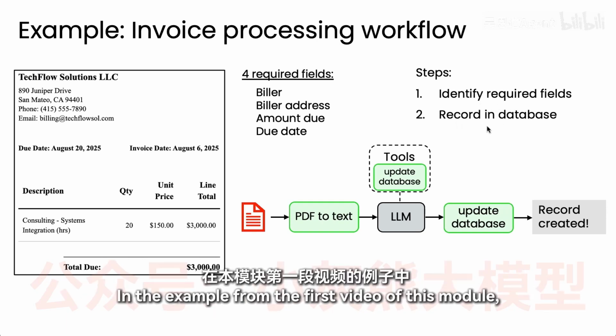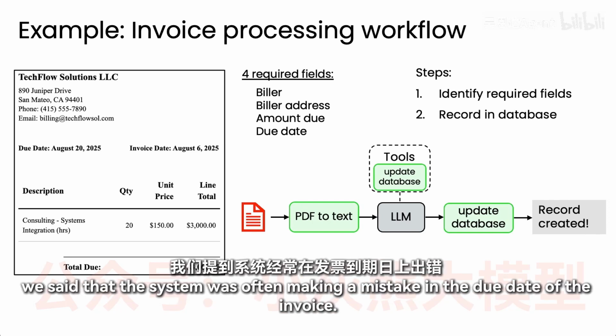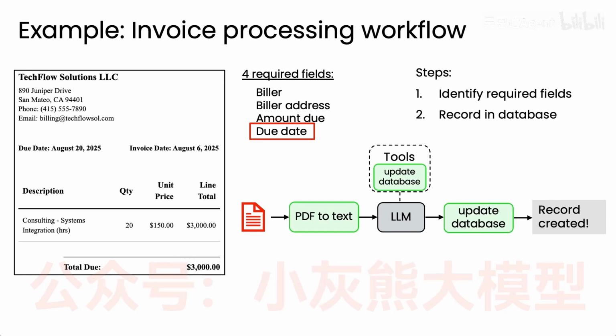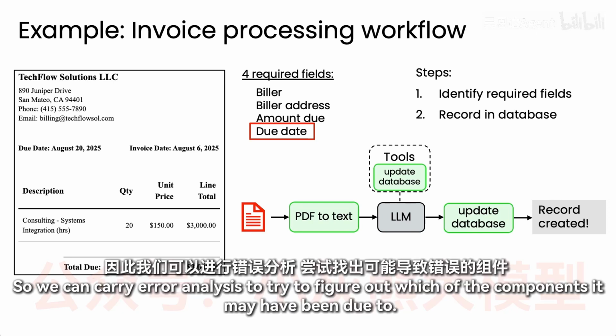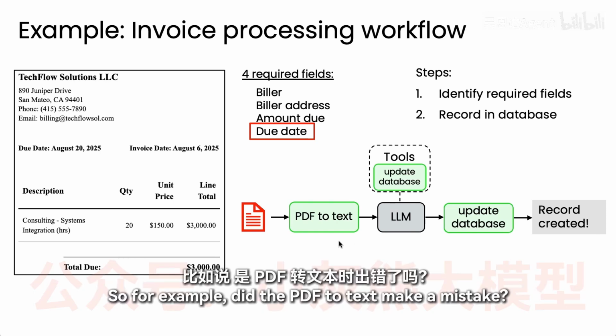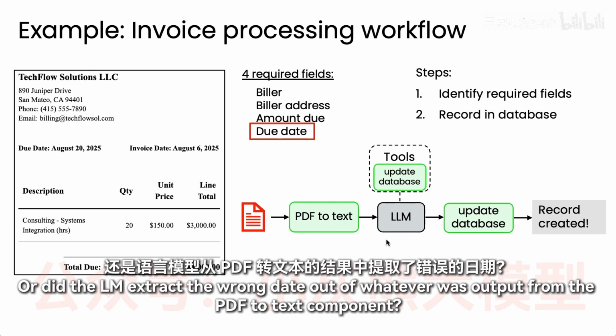In the example from the first video of this module, we said that the system was often making a mistake in the due date of the invoice. So we can carry out error analysis to try to figure out which of the components it may have been due to. So for example, did the PDF to text make a mistake, or did the LLM extract the wrong date out of whatever was output from the PDF to text component?